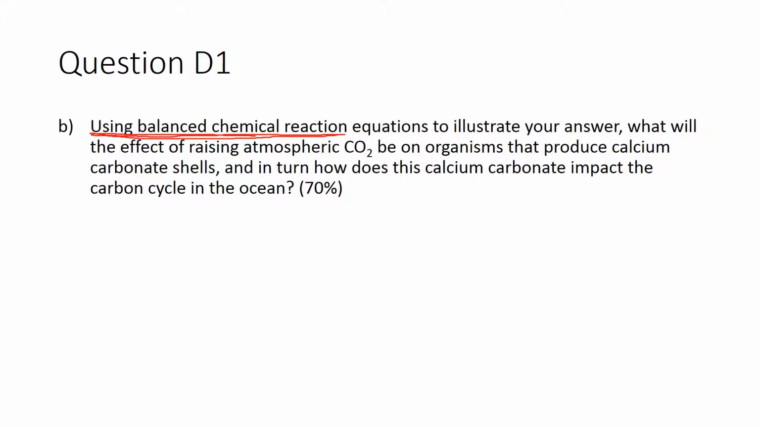So basically, what is the effect of raising atmospheric CO2 on organisms that produce calcium carbonate? If CO2 goes up, what happens to calcium carbonate shells? That's one part of the question. A second part is then how does the calcium carbonate, specifically the calcium carbonate, so not other carbon species, not CO2, anything like that, impact the carbon cycle in the ocean. So we've got two parts of the question again, and you're going to be required to do both. Just give myself a pointer again.